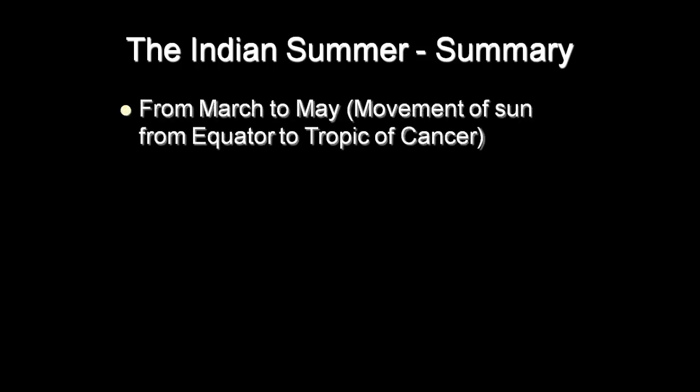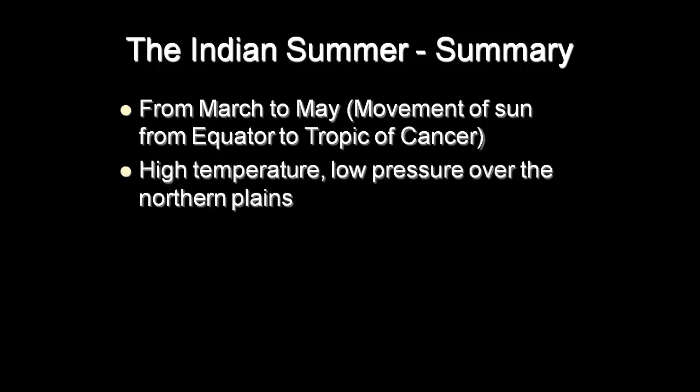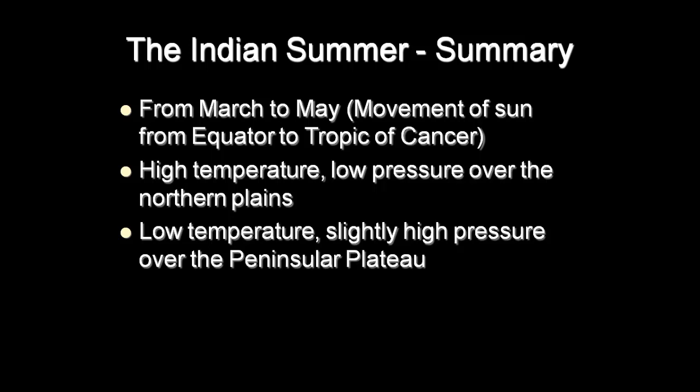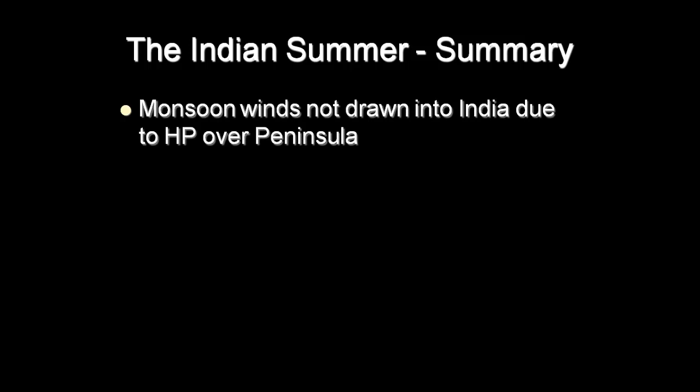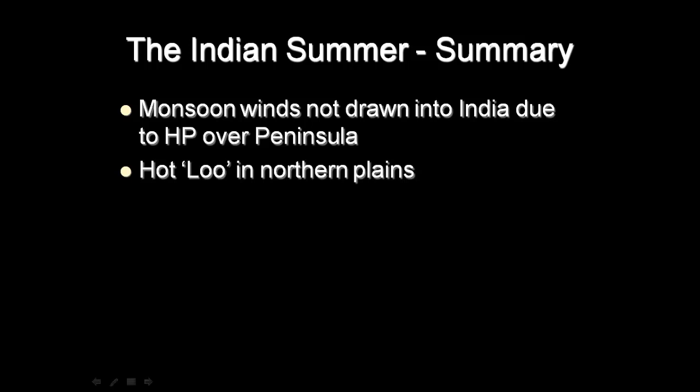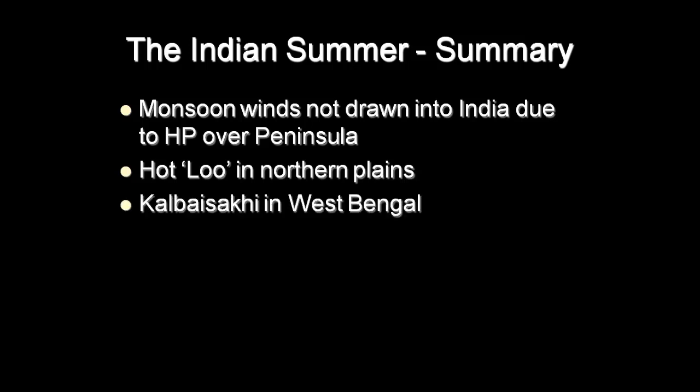Now we'll understand the Indian summer summary. From March to May, the apparent migration of the sunlight will move towards the Tropic of Cancer. There will be high concentration of direct sunlight over the Tropic of Cancer, developing low pressure over the northern plains. Simultaneously, low temperature and slightly high pressure will develop over the Indian Peninsula and the Plateau region, and slightly high pressure over the Indian Ocean. Monsoon winds are not drawn into India due to high pressure over the peninsula. There is the hot Loo in the northern plains, local winds, and Kal Baisakhi in West Bengal, the pre-monsoon effect, and mango showers will hit the coast of Kerala.